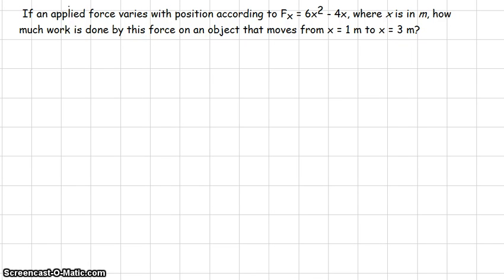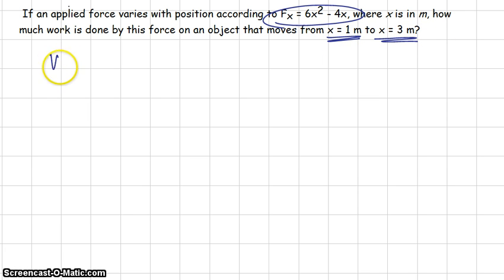In this video, I'm going to show you how to find the work done by a variable force. So we have an example problem here with an applied force that varies with position according to f of x equals 6x squared minus 4x, and we want to find the work done by this force on an object as the object moves from x equals 1 to x equals 3 meters.